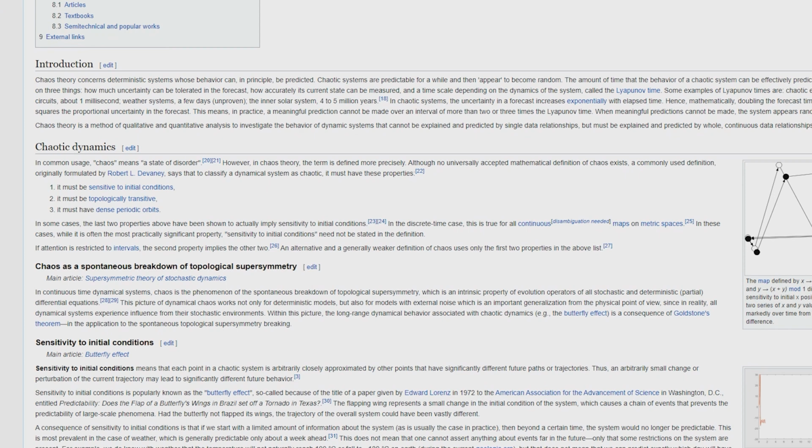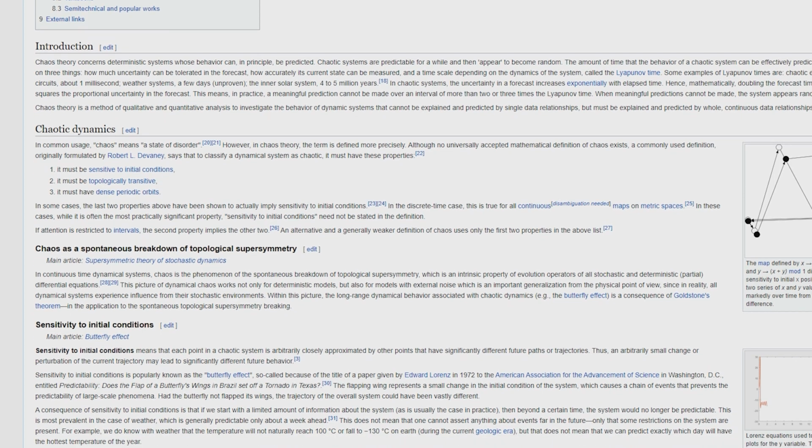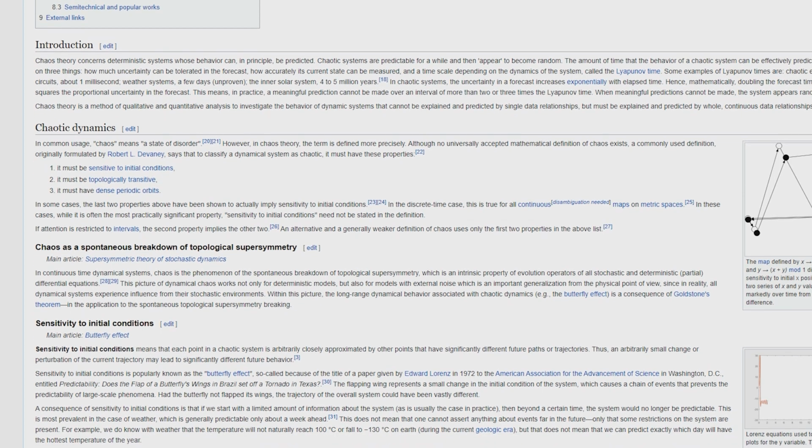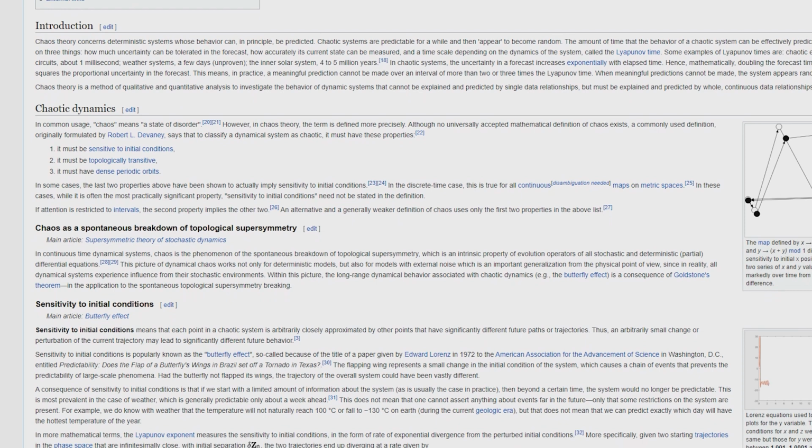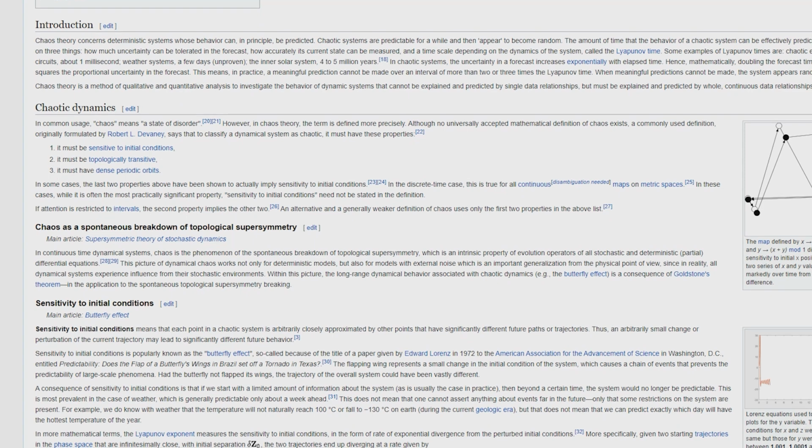This is an example of sensitive dependence on initial conditions. Sensitivity to initial conditions means that each point in a chaotic system is arbitrarily closely approximated by other points that have significantly different future paths or trajectories. Thus, an arbitrarily small change or perturbation of the current trajectory may lead to significantly different future behavior.